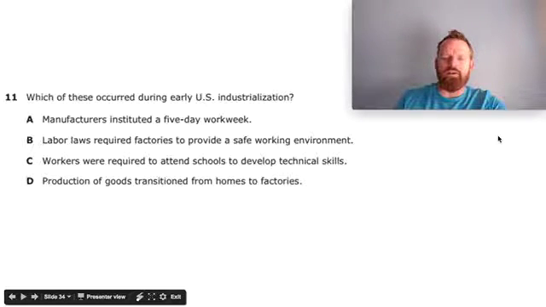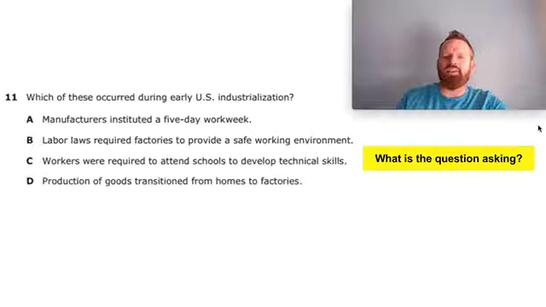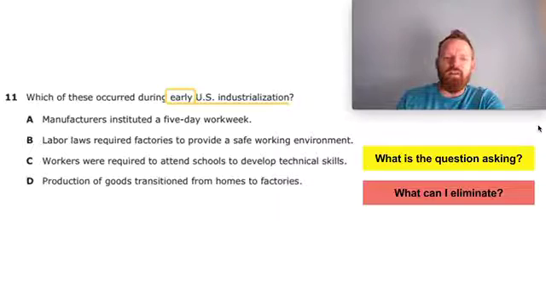Which of these occurred during early U.S. industrialization? Well, what is the question asking? That's the first thing we always need to know. Well, this one's pretty straightforward. Early U.S. industrialization. So the first part of U.S. industrialization, that's what we need to be focusing on. So what can we eliminate? Let's look at the answer choices here.